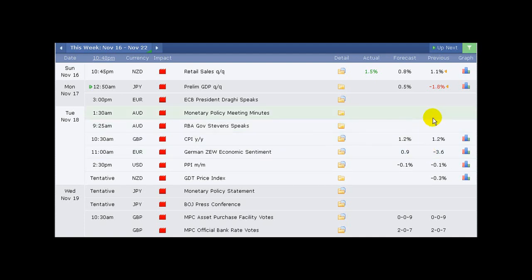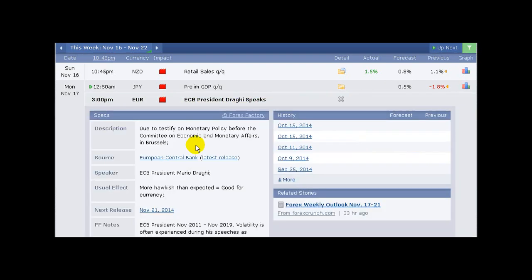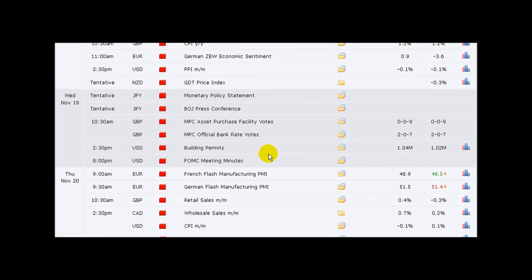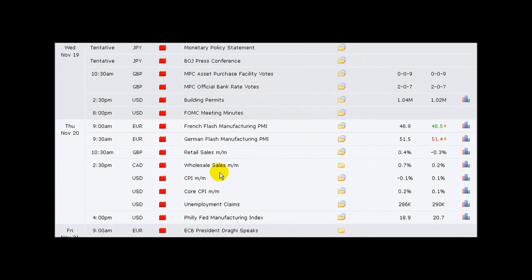In the news this week, 2 or 3 events to be mindful of. Monday 3 p.m, Draghi is talking, and he's testifying on monetary policy before the Committee on Economic and Monetary Affairs in Brussels, so that could be quite a heavy hitter. On Tuesday, German economic sentiment, that can sometimes move the euro quite a bit. Wednesday, MPC, the official bank rate votes, that can move the charts around if it's something surprising. And also on Wednesday, the FOMC meeting minutes at 8 p.m.